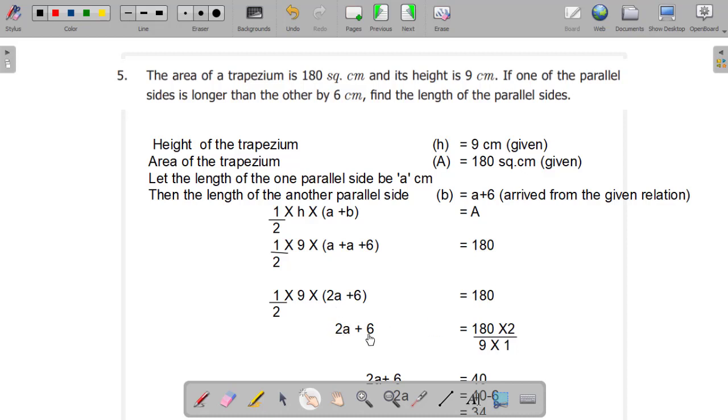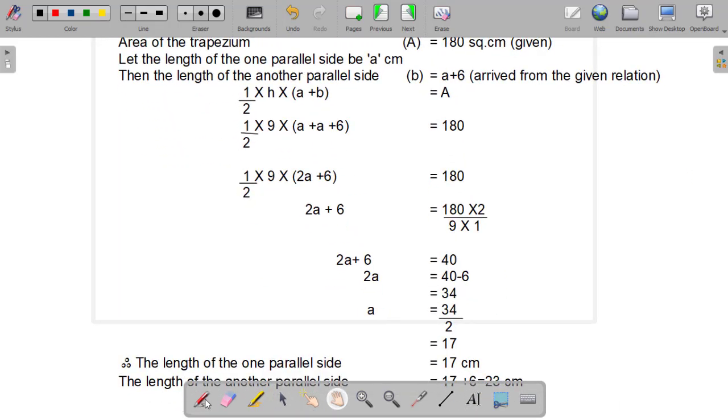Keeping 2a plus 6 on the left hand side, if we transpose these two factors to the right side, 9 becomes a dividing factor, 1 by 2 becomes its reciprocal. So if we simplify this, what will we get? 1 9 is 9, 20 9s are 180. So if we multiply these two numbers, we get 2 twos are 40. So 2a plus 6 is equal to 40.